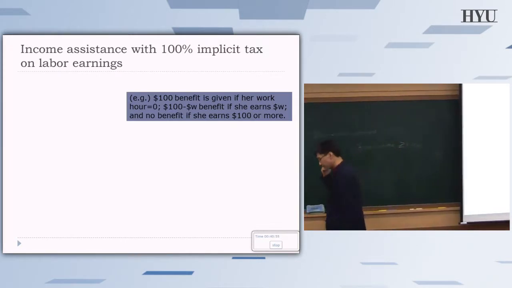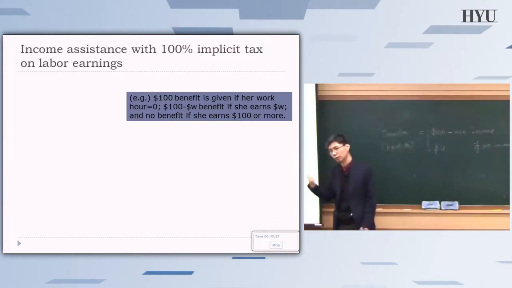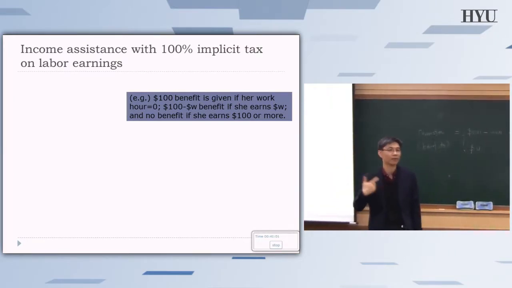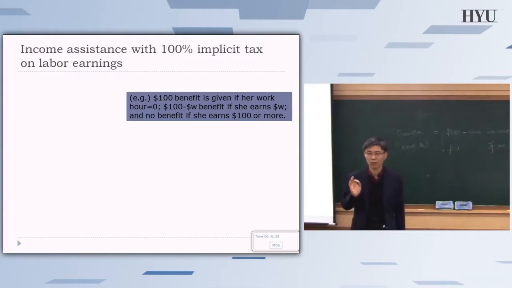From the individual's point of view, that changes the after-tax wage rate. Because what individuals care about is not how much I earn before tax. What is important is after tax, how much I can spend. So after tax is what individuals care about. What is the wage rate for this individual?